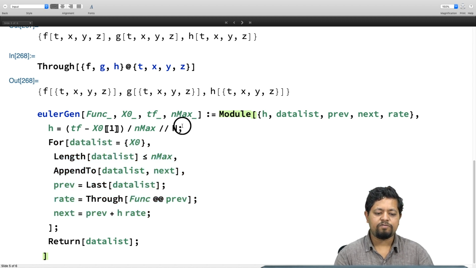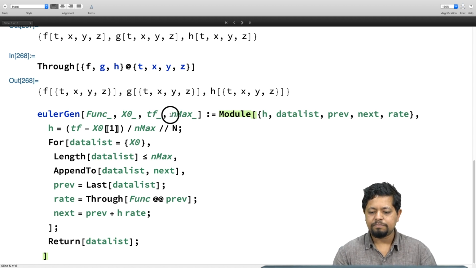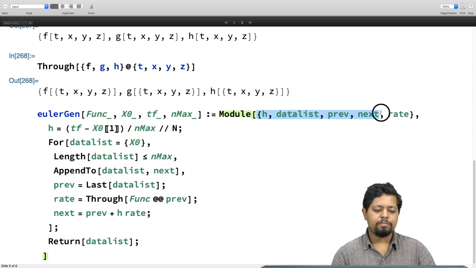This is a set of functions, not a single function, and I'll show you how we are going to implement that. Again, I've got a bunch of local variables in the Module construct. In order to make things a little bit more readable, I have defined previous, next, and rate. So let's go ahead and understand this code. The first thing I'm going to do is calculate h. h is tf minus ti, where ti is the first element of x naught. So that has been resolved over here. This is the first element of x naught. So tf minus ti divided by nmax gives me h.